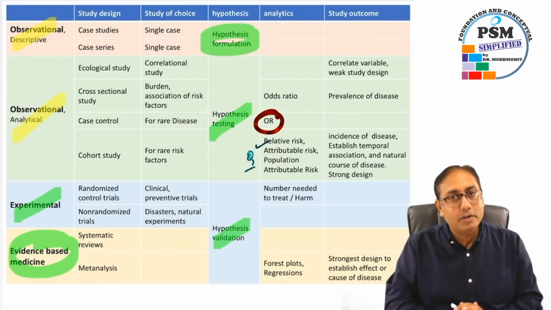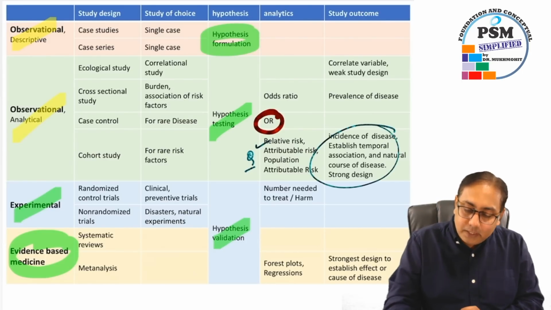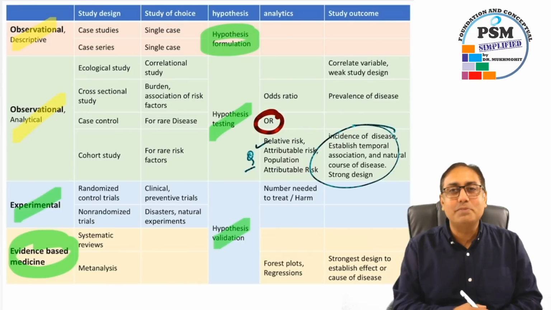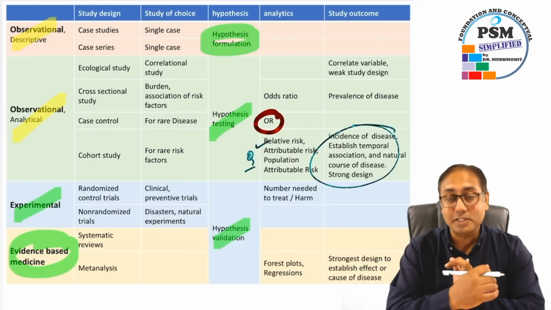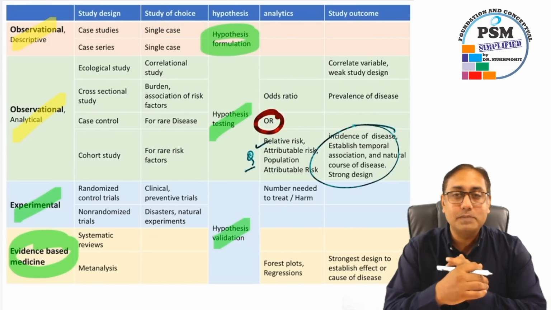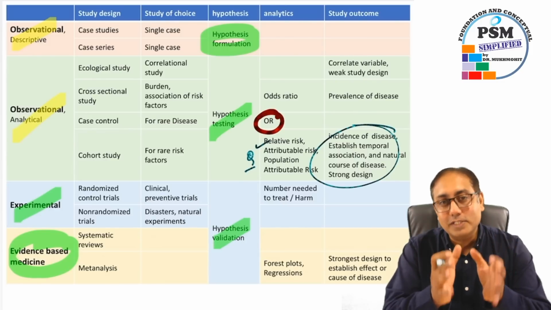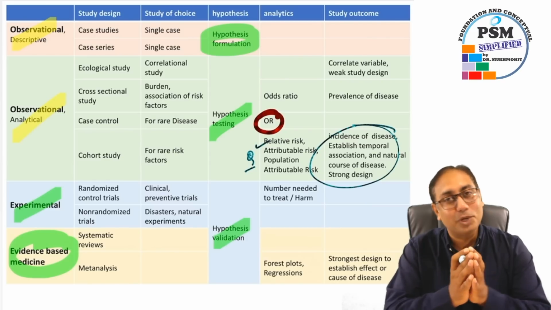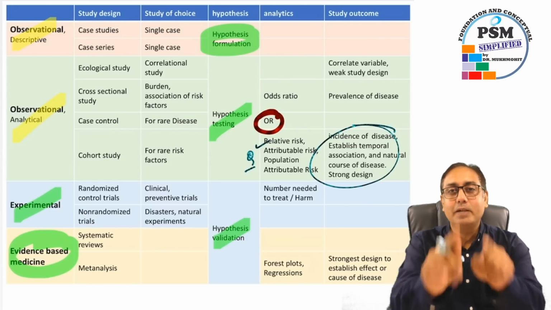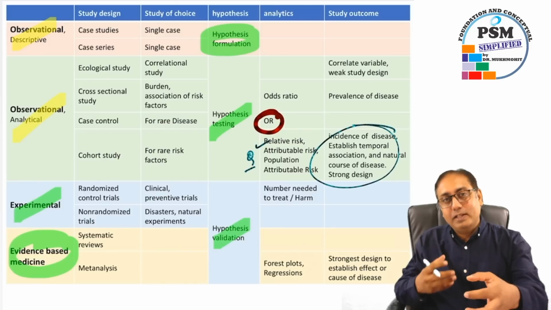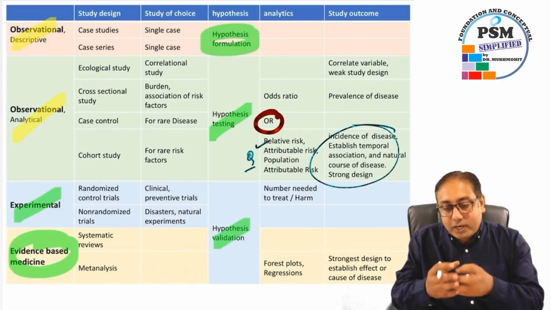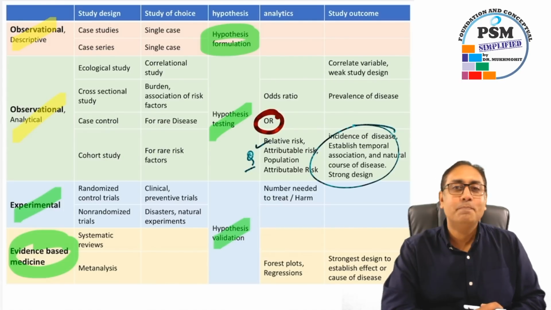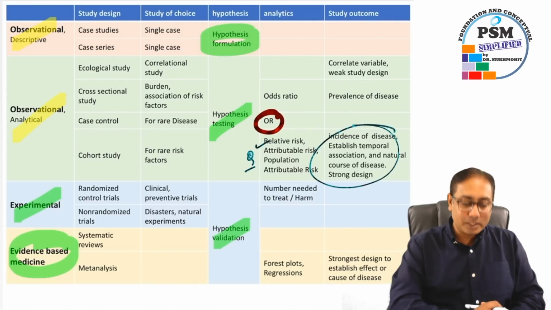Next is, what is the study outcome? Cohort studies have been the question of choice by the examiner. Please remember, cohort study is the study which gives you the incidence. Cohort study helps you learn the natural course of disease, and helps you establish temporal association. What do you mean by temporal association? That means the risk factor is preceding the disease. That means the risk factor is before the disease. That is what cohort studies are, and that is what temporal association means.